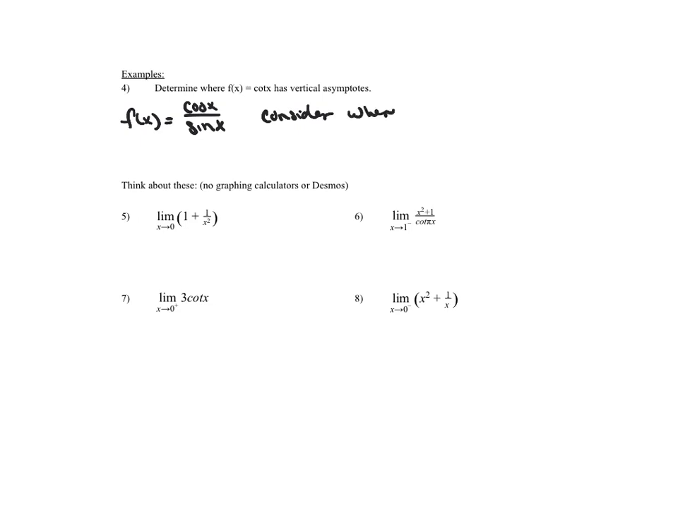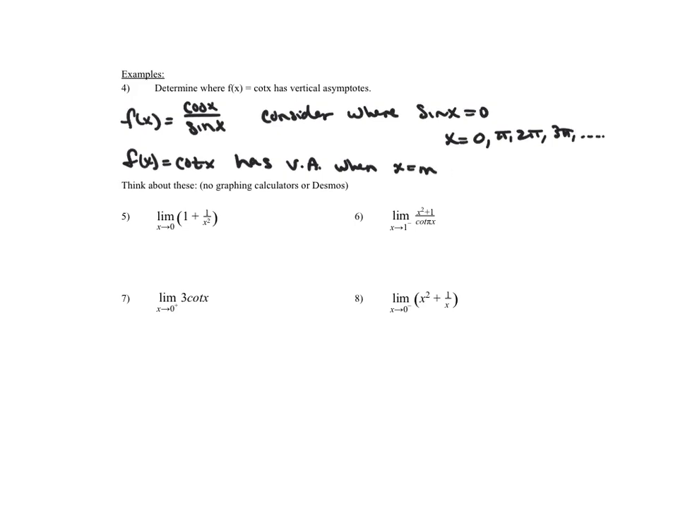where, or for what values, sine of x equals 0. And we know that that occurs when x equals 0, pi, 2 pi, 3 pi, and on and on. So that means that f of x equals the cotangent of x has vertical asymptotes when x equals n pi.